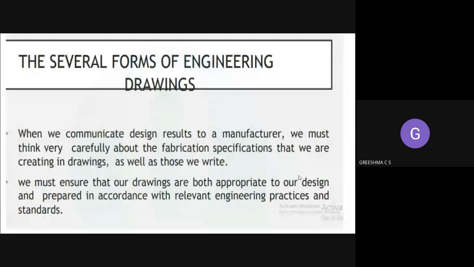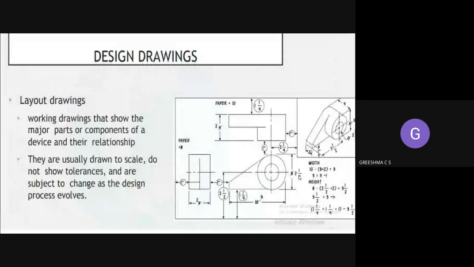Okay, so we are having a set of drawings, different types of drawings are there. The first one is layout drawings. So you can see the example of a layout drawing. What do you mean by layout drawings? That is the working drawing that shows the major parts or components of a device and their relationship. They are usually drawn to scale to show tolerance and are subject to change as the design process evolves.